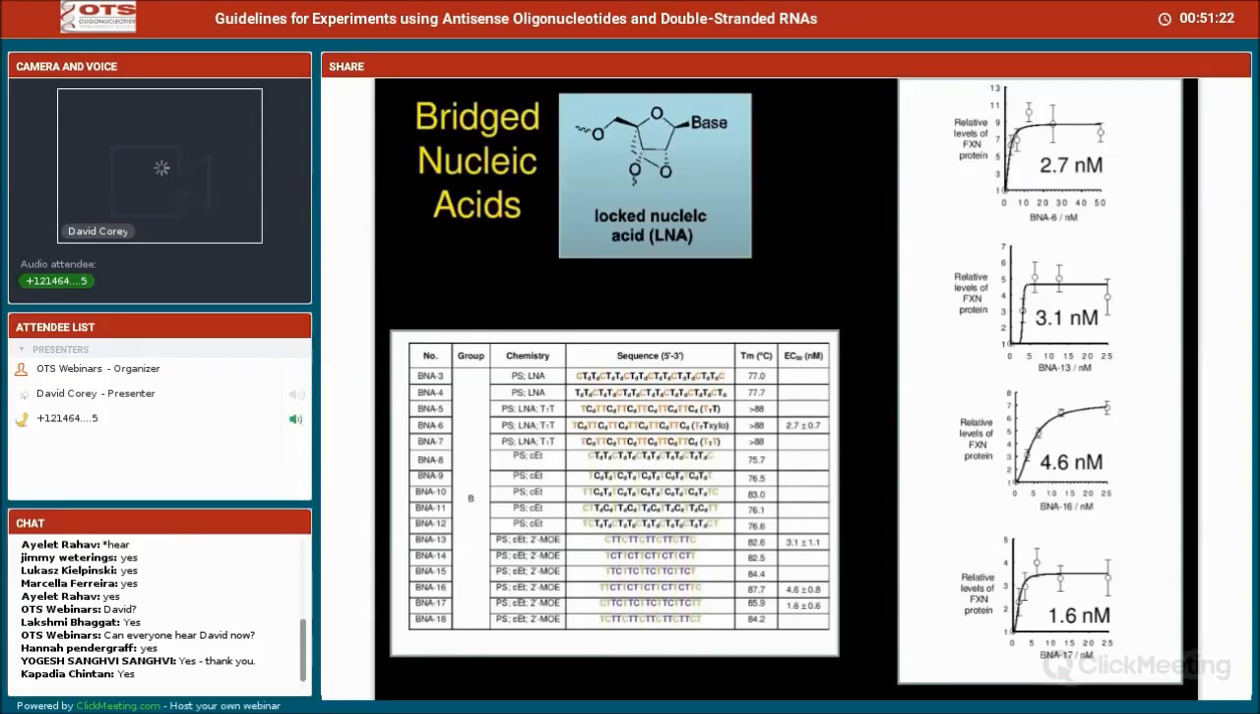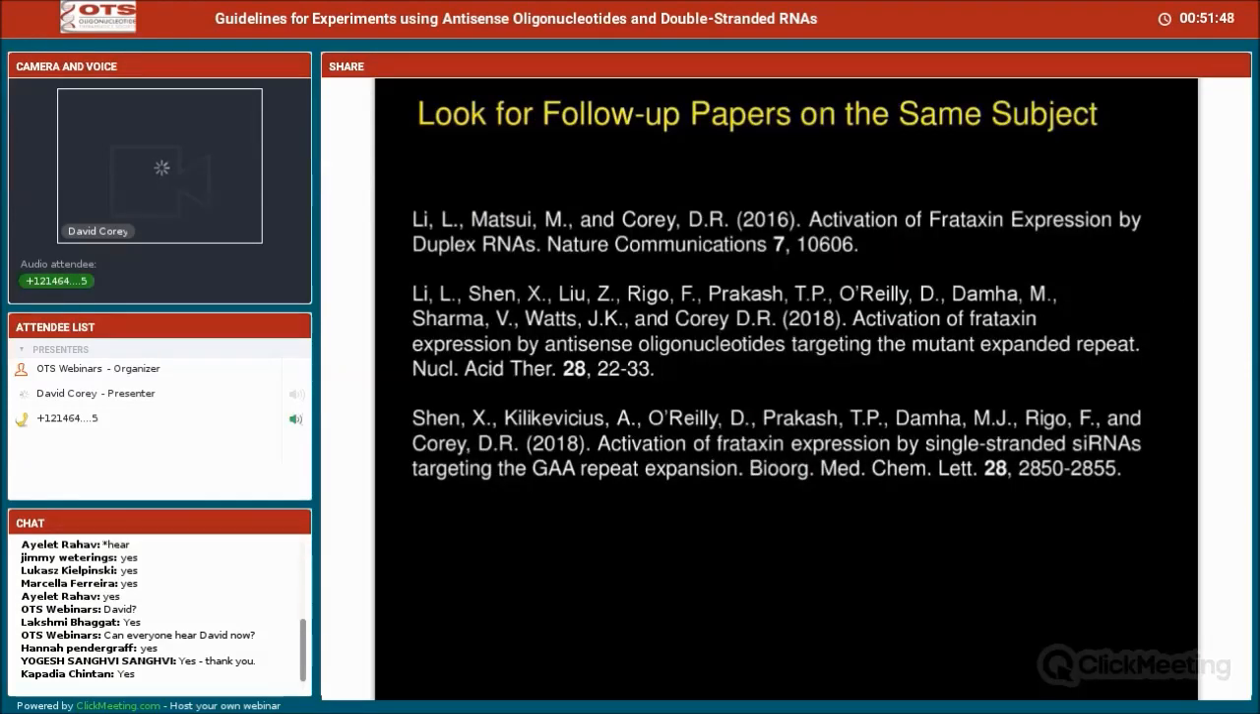So now we're using double-stranded RNA, single-stranded silencing RNA, antisense oligonucleotide, three different classes of antisense technology, two different antisense mechanisms, but they're all producing the same result. So all of these pieces should be building your confidence that the activation of frataxin, again, a novel target, is occurring through an on-target mechanism.